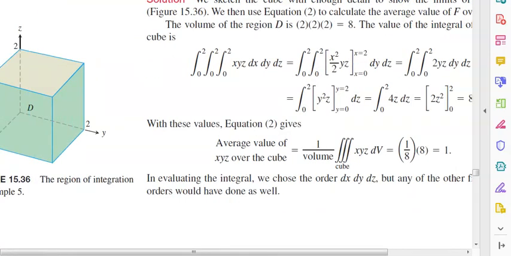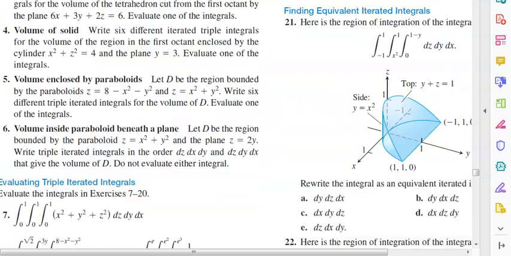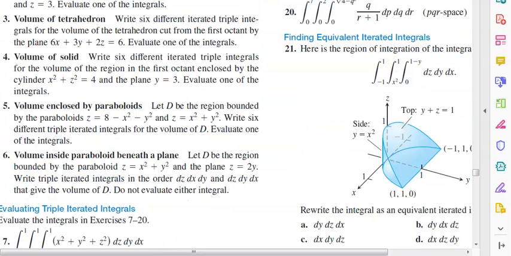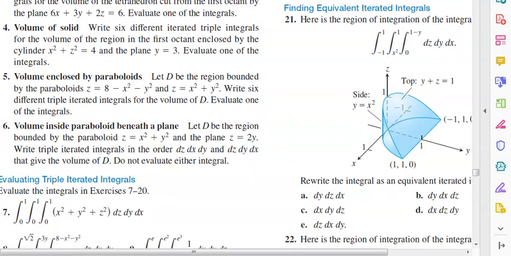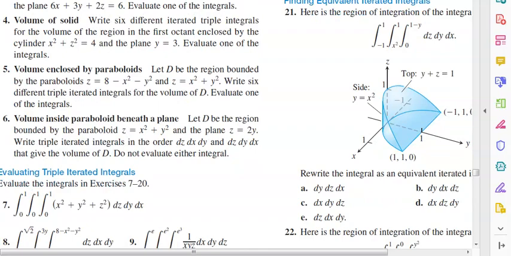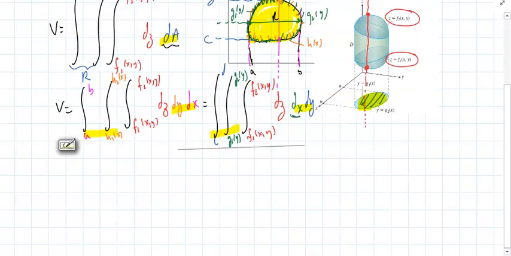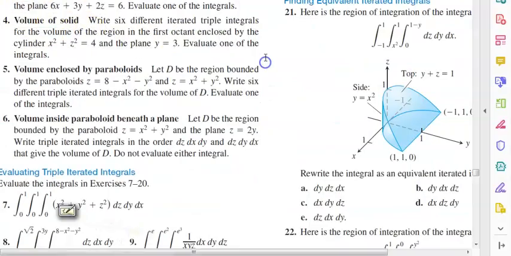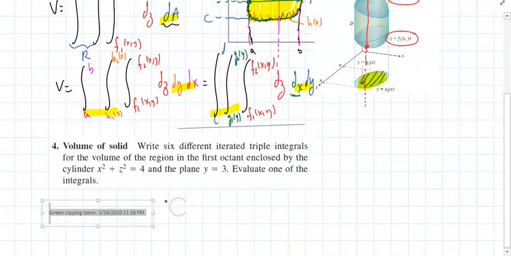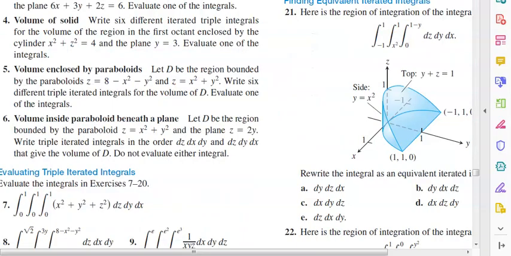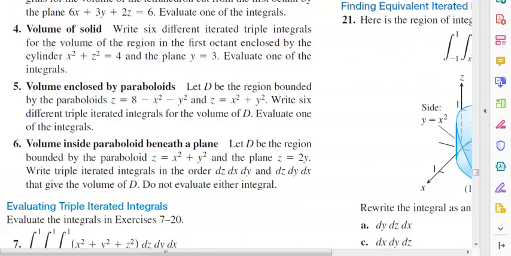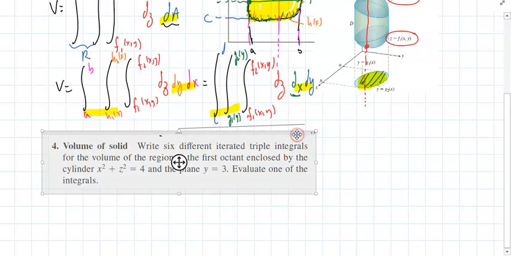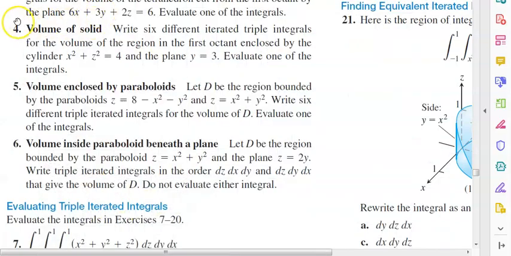I should copy that one. That looks nice. Dang it, I didn't pay attention to that. That's okay. So if I look at problem number 4, okay, I'm going to make that a bit bigger. Page 929.